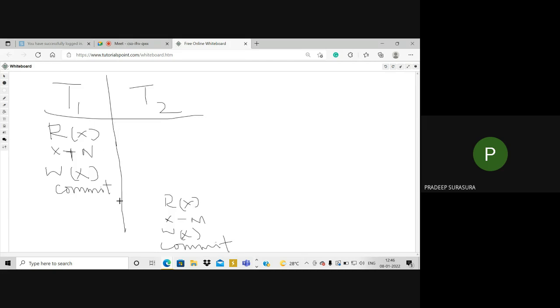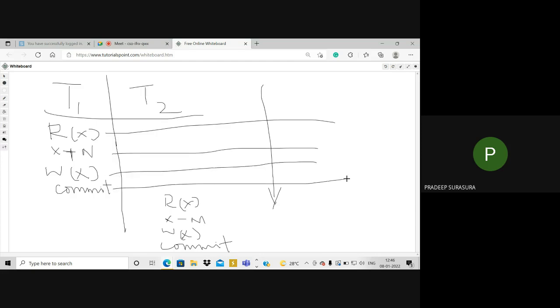Now please observe what I'm trying to do. These two transactions are executing in one flow. One flow means the first one I execute this: I'm reading X, then adding N to X, then writing X, then doing commit. After this commit, I'm reading X, then doing X minus M, then writing X, then doing commit. So I am doing the operations in one flow. First I'm doing this, then this. That is nothing but your schedule.